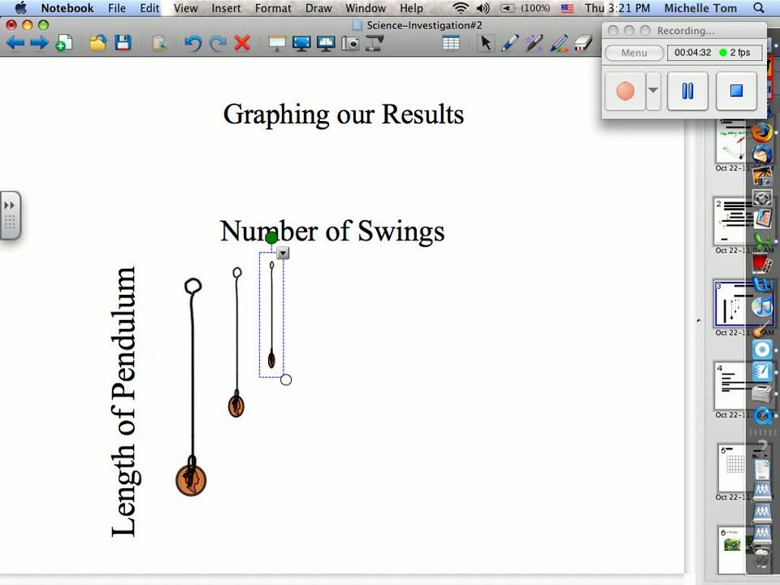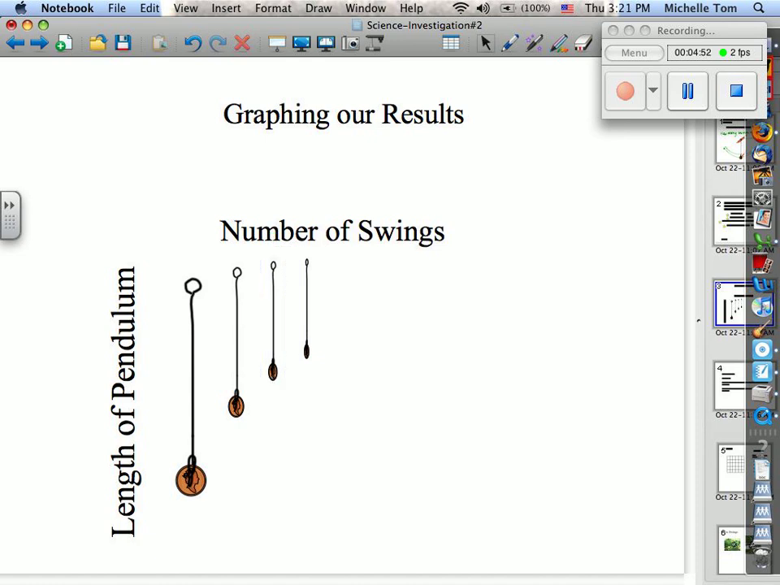Now, obviously, the pennies were all still the same size. They didn't get smaller, but unfortunately my computer program does not recognize that. So the pendulums look like they're getting significantly smaller as well. Oops, that one's a little bit shorter.